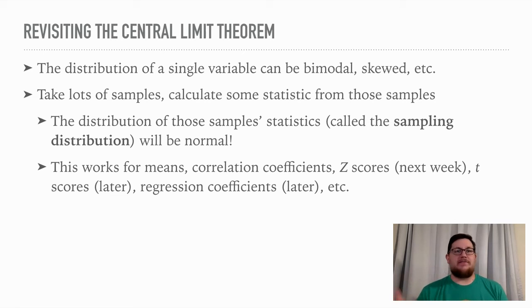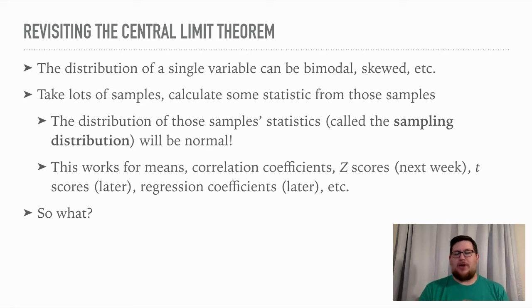This works for whatever test statistic you're using. You could be looking at means, which we'll work on a little bit. You could be looking at correlation coefficients, which we've already talked about. You could be talking about z-scores, which we'll get into late next week, t-scores, which is after that, regression coefficients, which are after that, whatever you want to look at, right? If you conducted 10,000 samples and you gathered all that information, right, you would get a normal distribution of those test statistics from each sample.